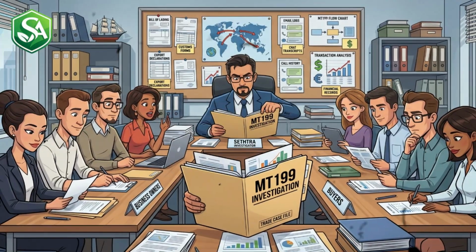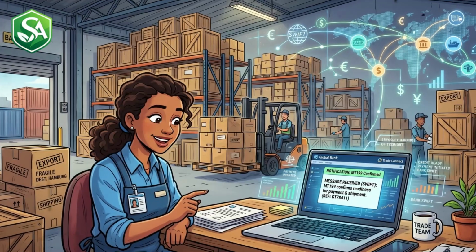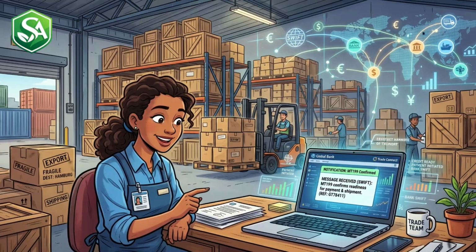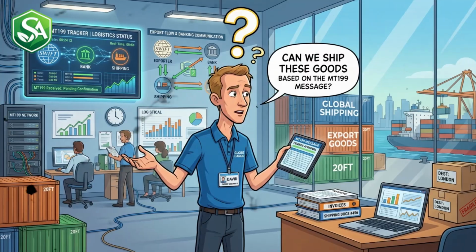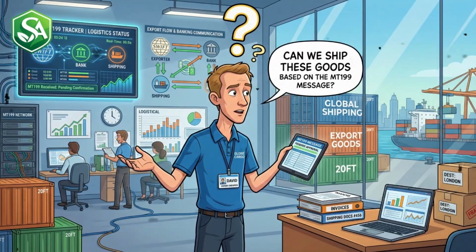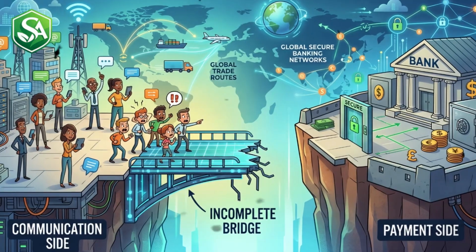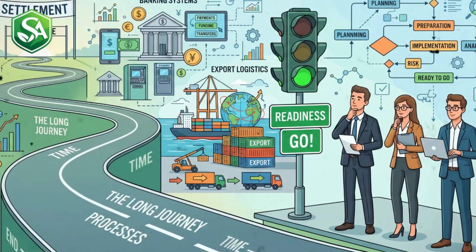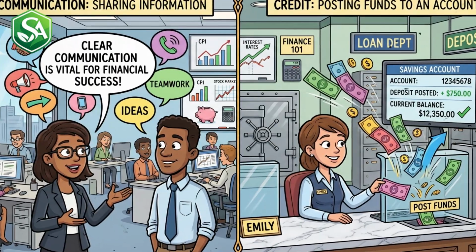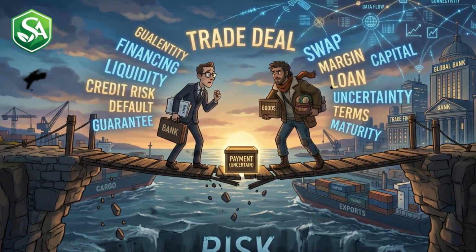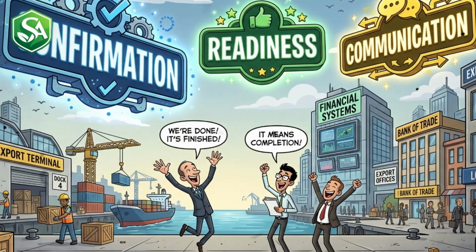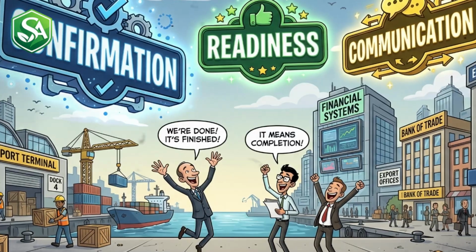Now, let's go into the case file again. A seller receives a message from a buyer saying, "Our bank sent MT199 confirming readiness." The seller asks, "Does that mean I can ship?" The answer is no. Not by itself. Readiness is not settlement. Communication is not credit. Intention is not payment. This is where many trade deals become dangerous, because the language of banking can sound like finality, even when it is only preparation.